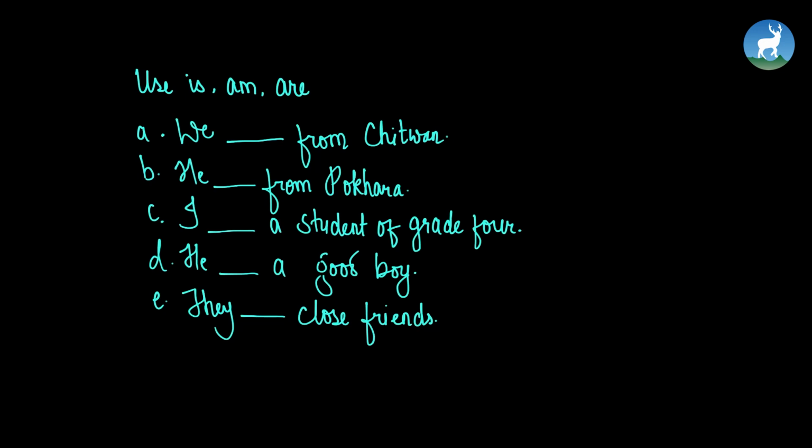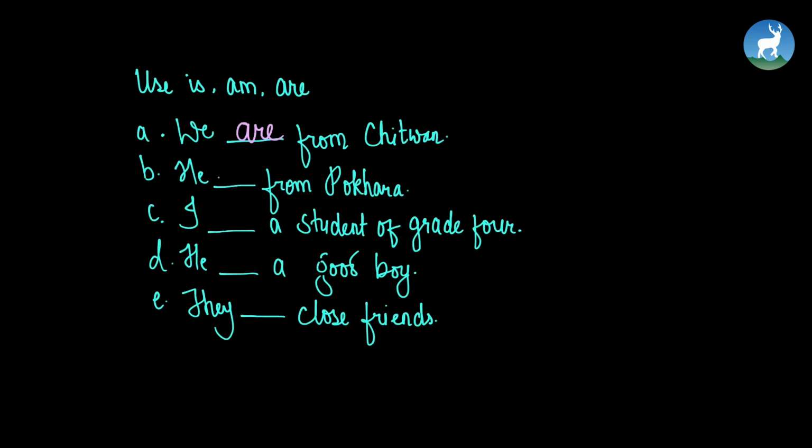Okay kids, together let's complete the following sentences using is, am, or are. Let's go to number A. So what's in number A? It's asking, we dash from Chitwan. What do you think fits in here? We is a plural pronoun. So, what do we use for plural pronouns? We use are. Correct. We are from Chitwan.